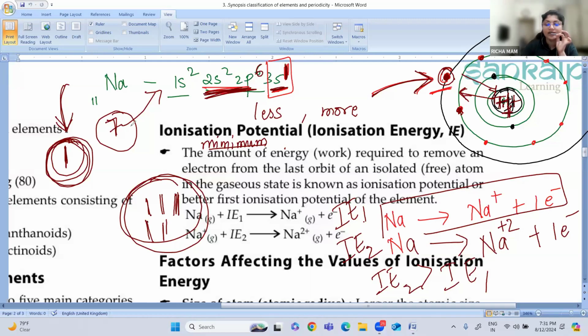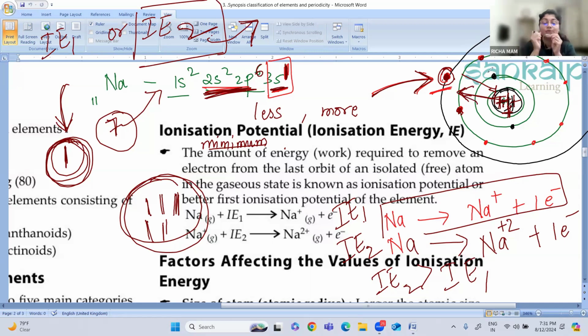So when we are comparing, if they ask whether IE1 or IE2 is greater, you can easily say that IE2 will always be greater, because you can see the electrons are present here, the 8. It is very difficult because they are bound very tightly. So the energy required to remove from this shell is very difficult as compared to the first.